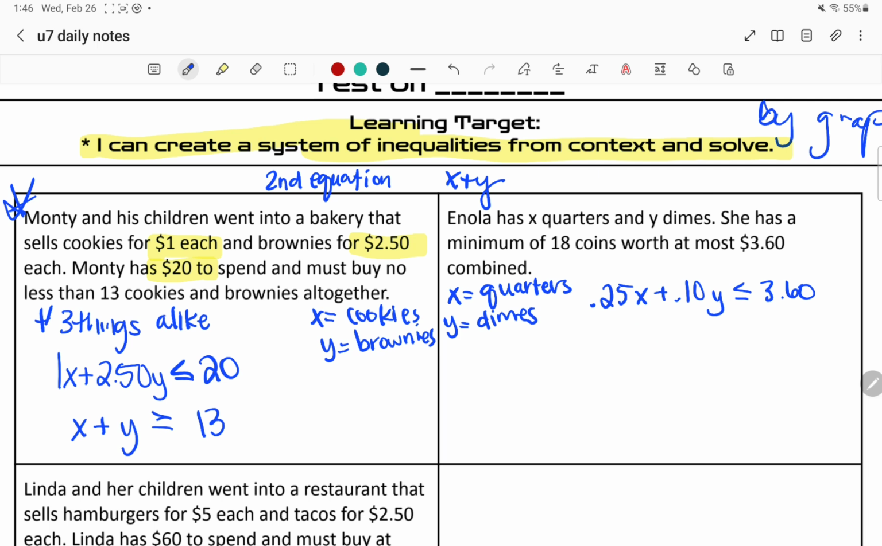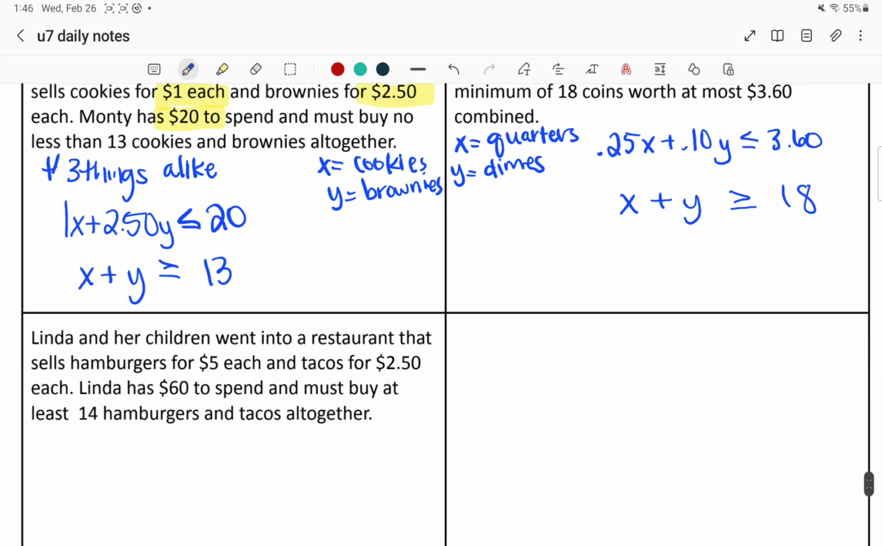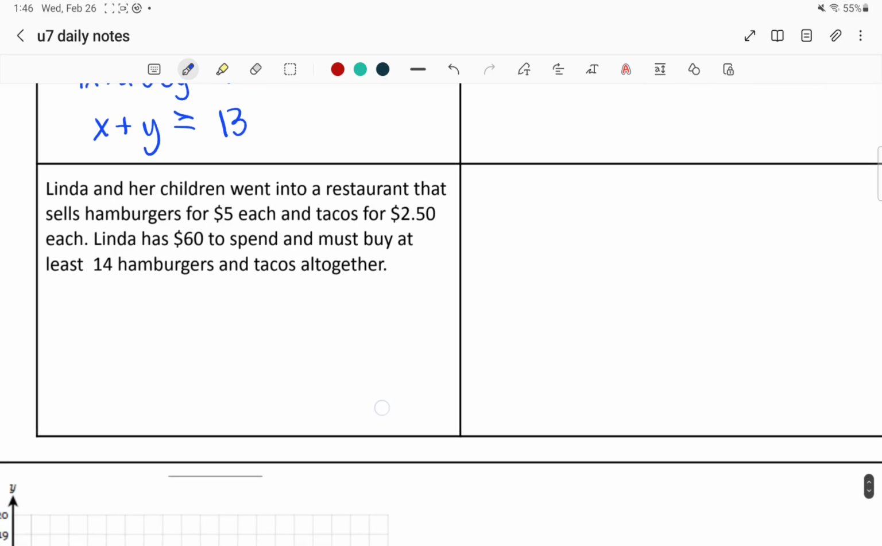Okay, but I have a minimum of 18 coins. So x plus y, 18. If I have a minimum of 18, that means it's going to be 18 or bigger. So I have to be bigger than 18. Okay. So those are my two inequalities there.